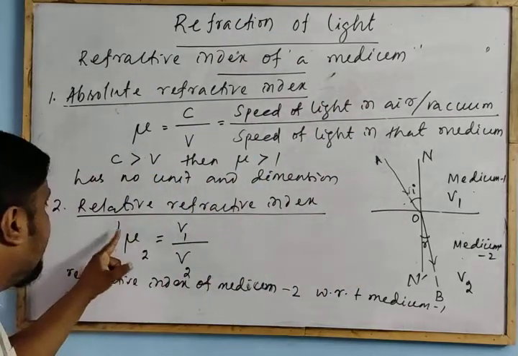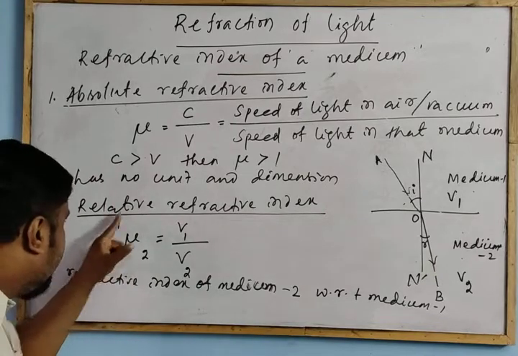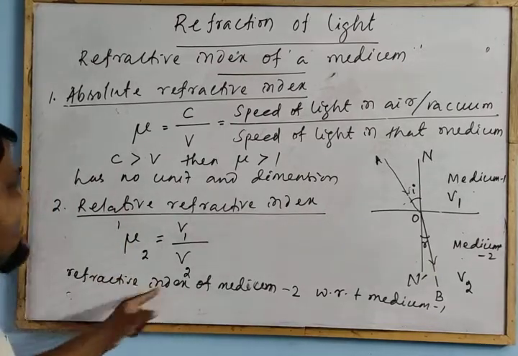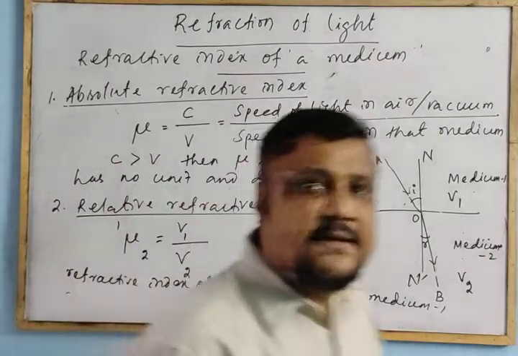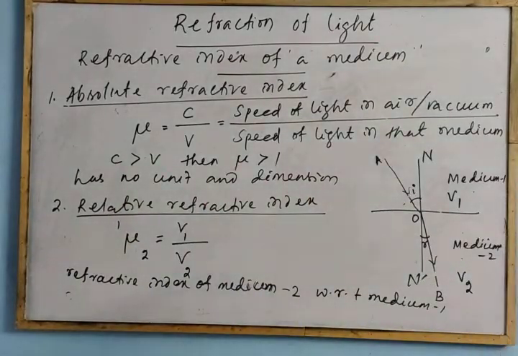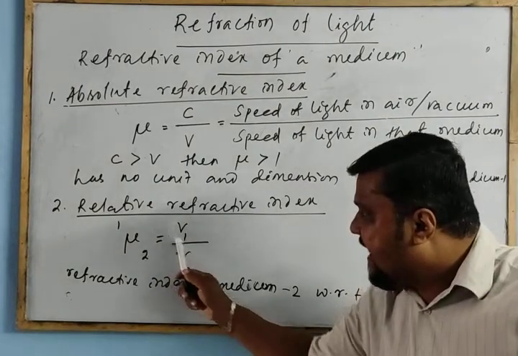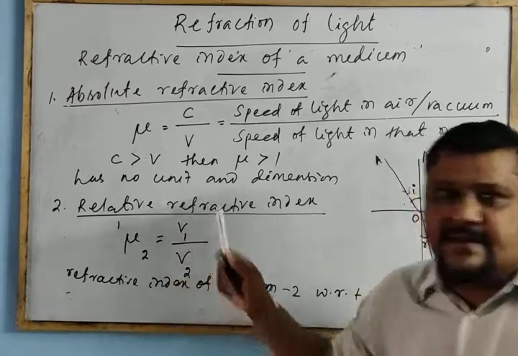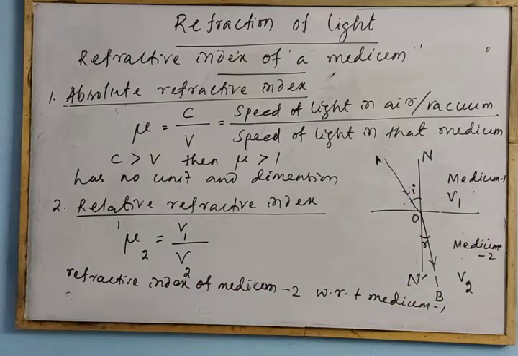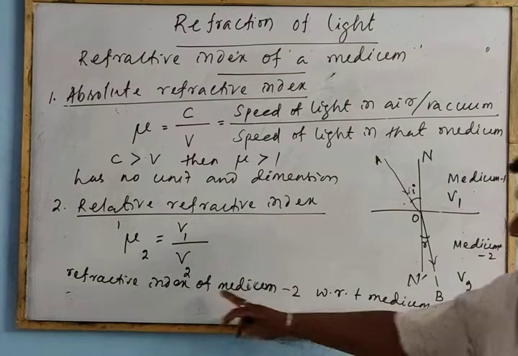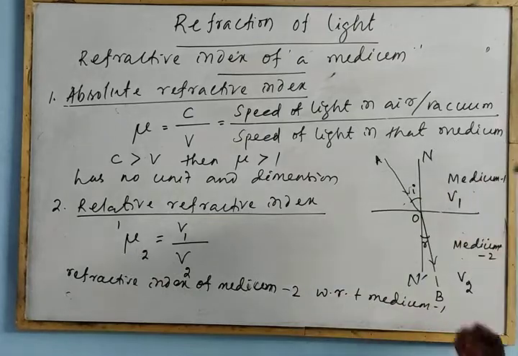So this is medium 1. So mu2 means it will be written like this. This is the relative refractive index. So what do we read that? Relative refractive index means the speed of light in medium 1 to the speed of light in medium 2. And what we read that is the refractive index of medium 2 with respect to 1.